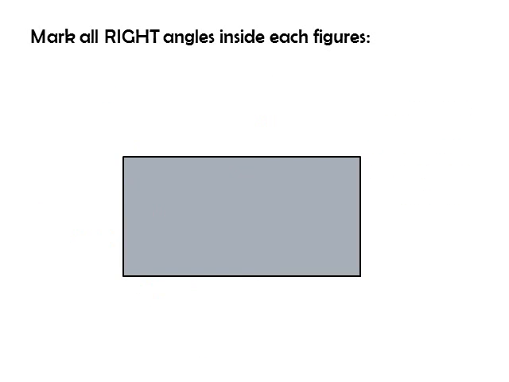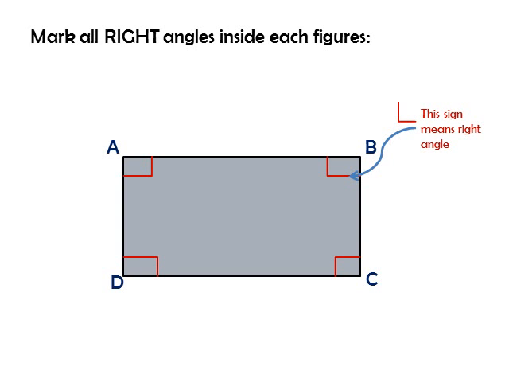How about this one? In this figure, we have to mark all the right angles. So we have to mark all the corners again. As a reminder, this sign means right angle. So that is a right angle, and this is a right angle. In a rectangle, you have 4 right angles, meaning all the angles inside the rectangle are 90 degrees.